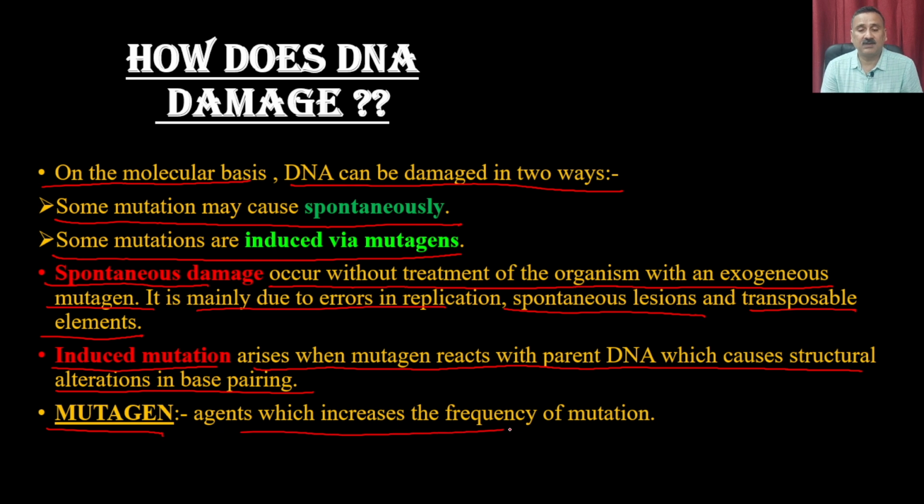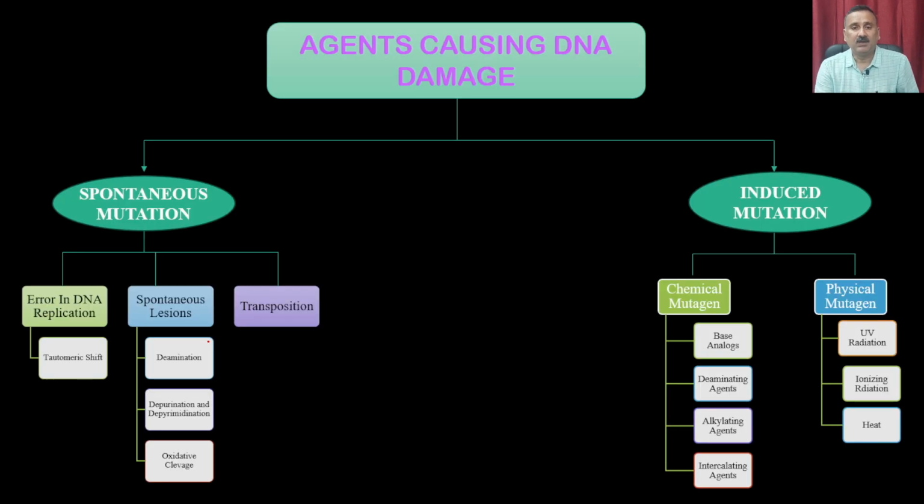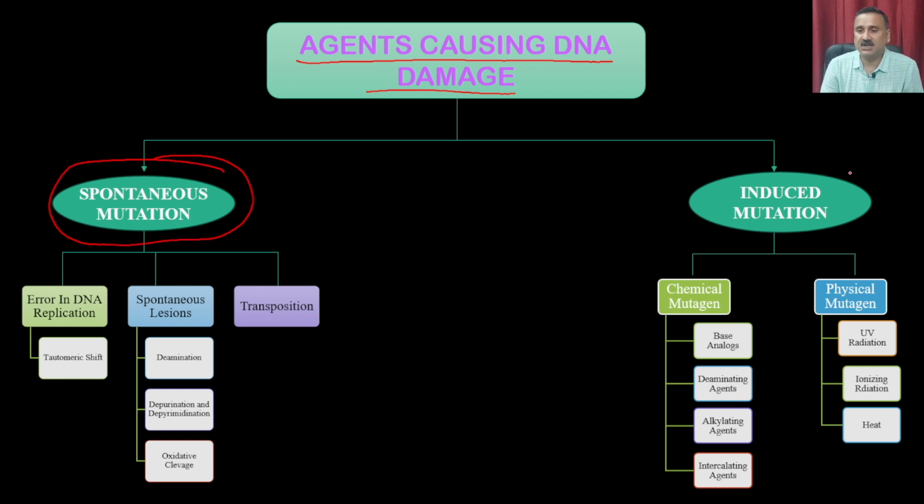What is meant by mutagens? Any agent which increases the frequency of mutation is called a mutagen. Now, as far as DNA damage is concerned, you can have two main categories. One is called spontaneous damage, the other is called induced mutations. Within these categories you have multiple components, and these components are important for causing DNA damage. So, among agents causing DNA damage, you have agents which cause spontaneous mutations, and agents which cause induced mutations.